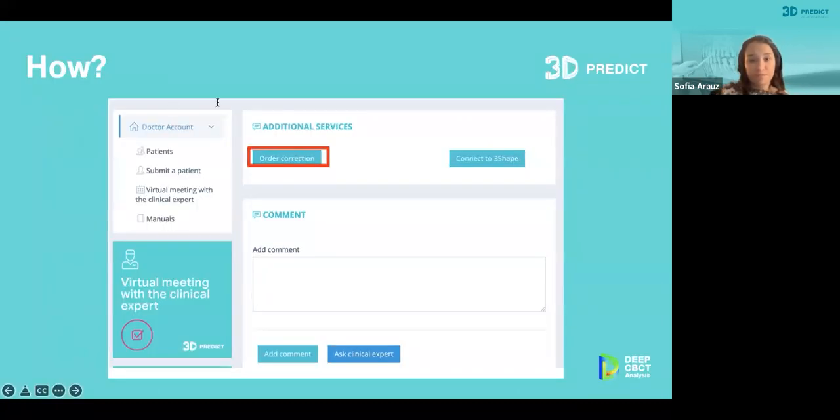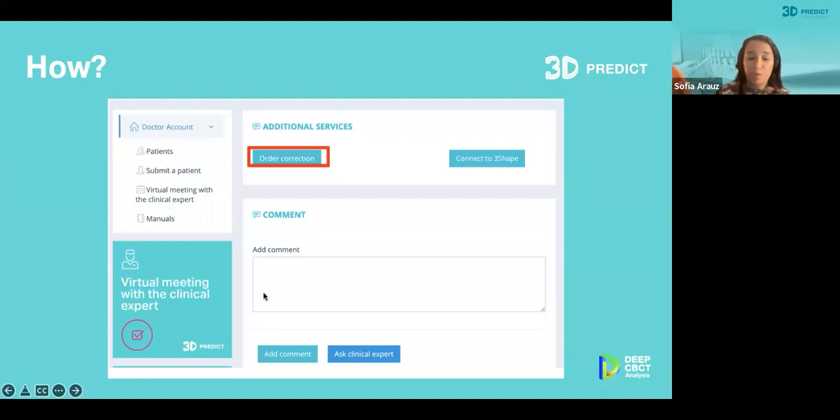So how do you submit for a refinement? For us, you go to your patient account, you click on order correction, and you submit intraoral pictures, extraoral pictures, scans. So you follow the same steps that you follow when you submitted your patients from the beginning. It is very important to have those pictures and scans because you are producing a new treatment plan basically. So we need to have all the information possible to be able to give you a proper refinement.